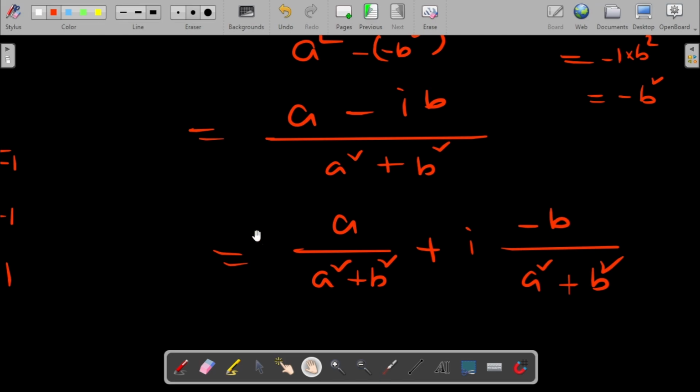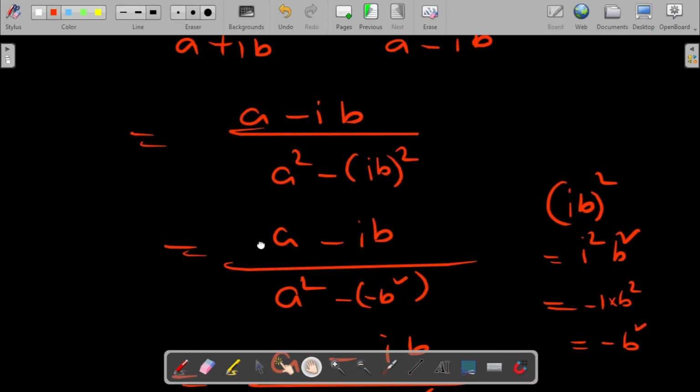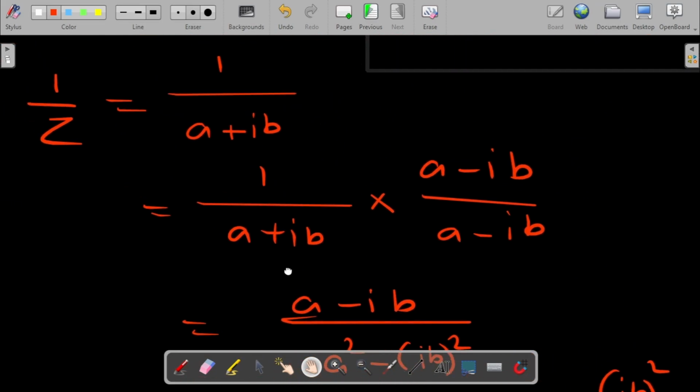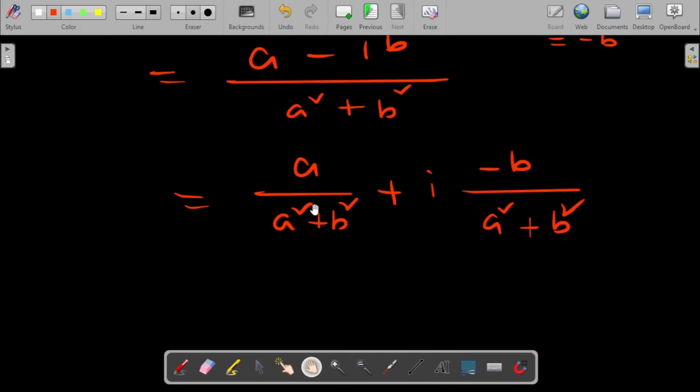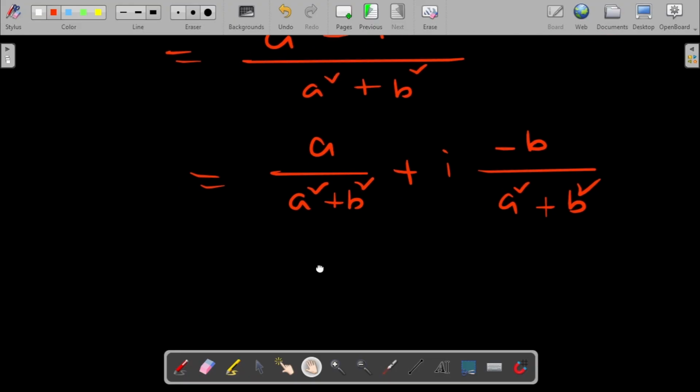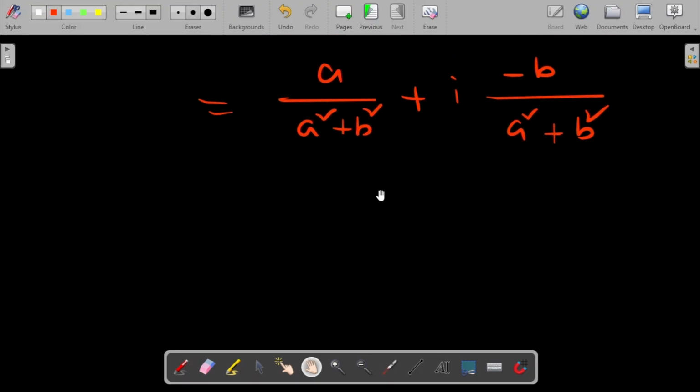So for any complex number Z equal to A + iB, we have the complex number A divided by A square plus B square plus i times minus B divided by A square plus B square. So if Z is A + iB, then 1 by Z, or Z inverse, is A divided by A square plus B square plus i times minus B divided by A square plus B square.